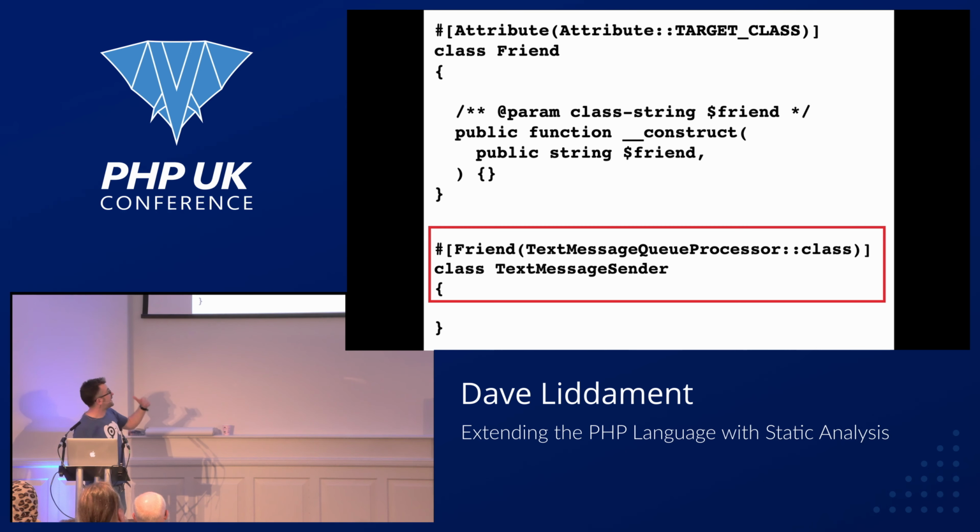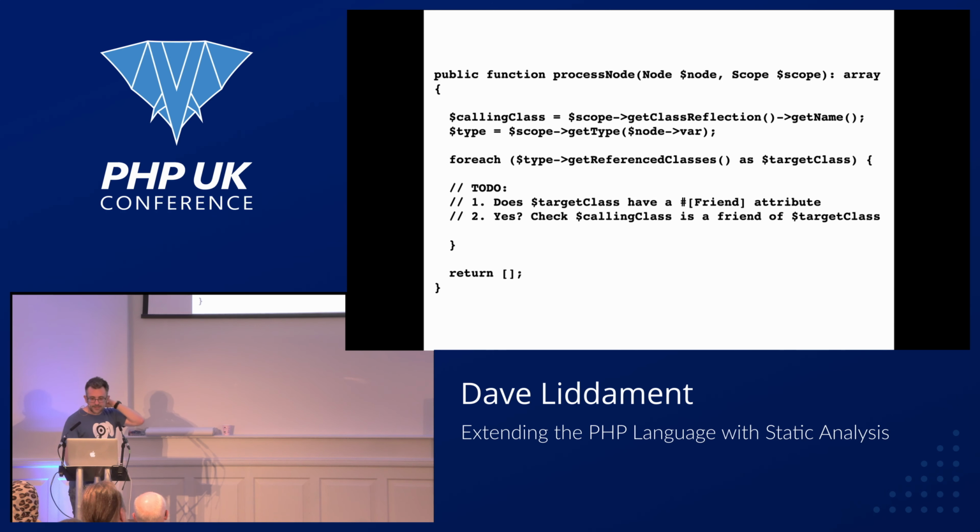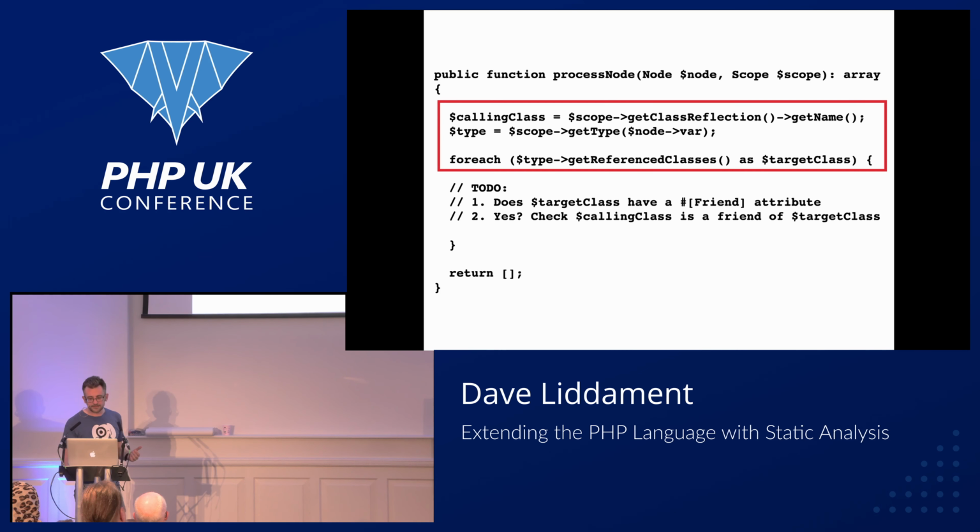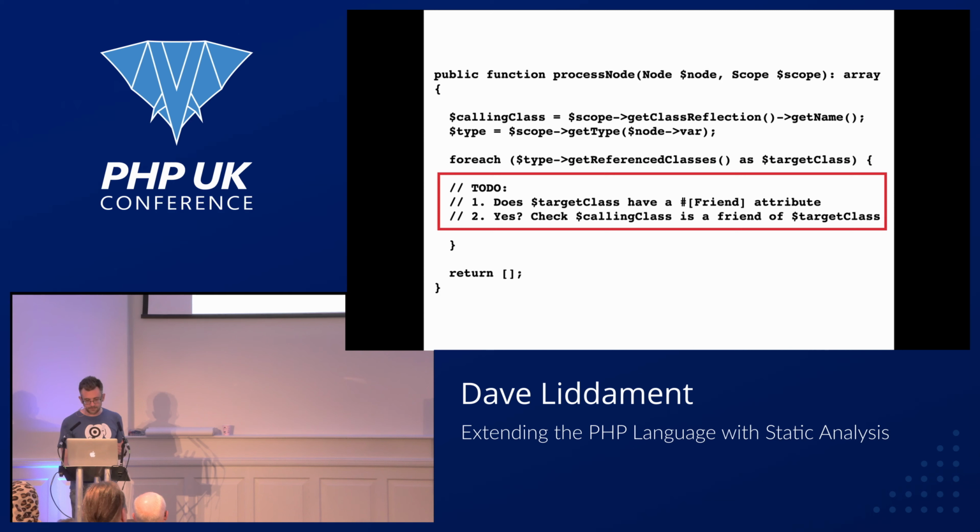And we're starting to add a new language feature, this friend, in attribute form. You could argue it's a new language feature. And there's not really much we need to do in terms of updating, so we'll go back into our process node thing. The first thing we do is we're going to get the name of our calling class and the type we're acting on, and then we'll go through all of the classes that we're acting on. And then we've got to ask two questions. Does the target class have a friend attribute? And if it does, is the calling class a friend of the target class?